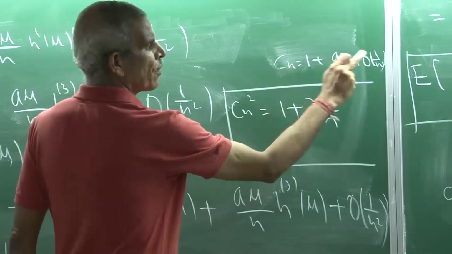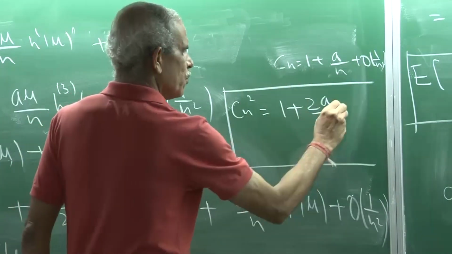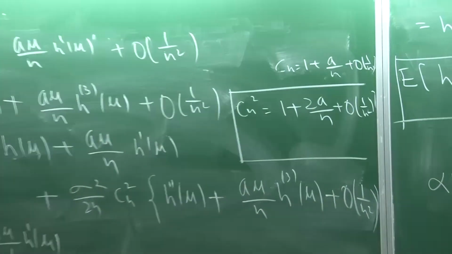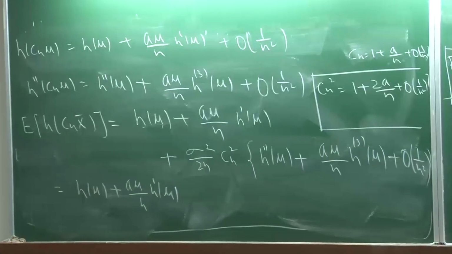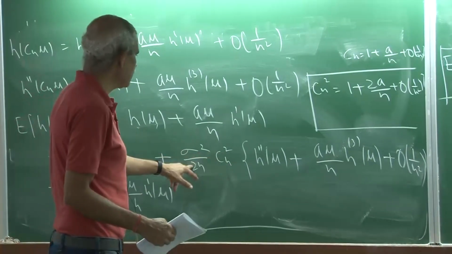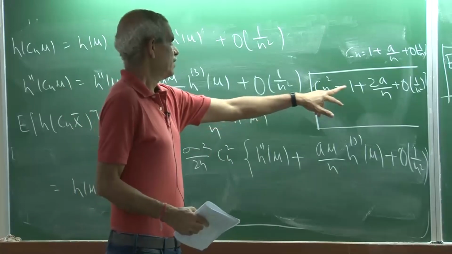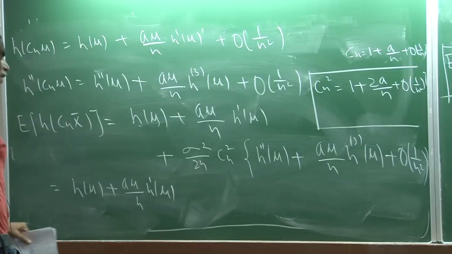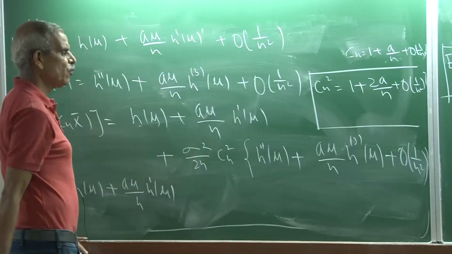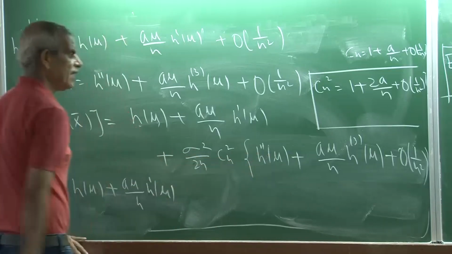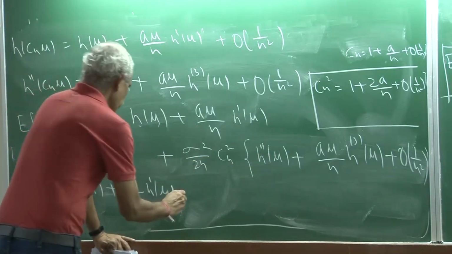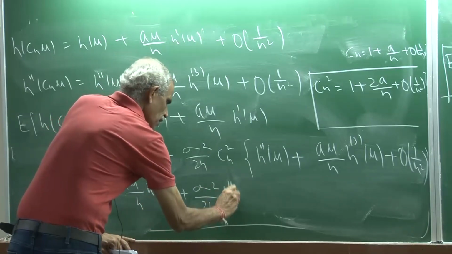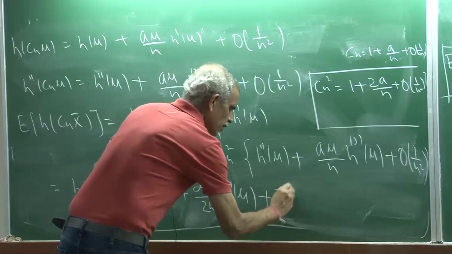Cross product of this with n square is n square. This would be n cubed. So the rest is big O 1 upon n square. So when I multiply by this, I only get sigma square by 2n, and rest would be big O 1 upon n square. So only sigma square by 2n would come, and sigma square 2n multiplied by this would give me only h double prime mu. And rest would be big O 1 upon n square.